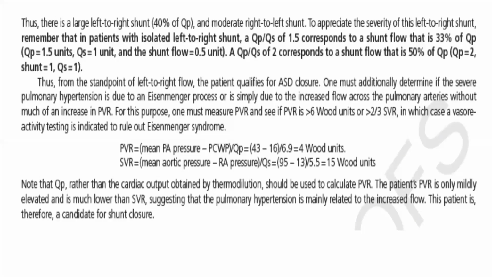I think we need to do vasoreactivity. So it's more than 3 Wood units, but it's not very high, so it can be reversible. We need to make sure that the patient doesn't have irreversible pulmonary hypertension. So maybe you can do vasoreactivity.